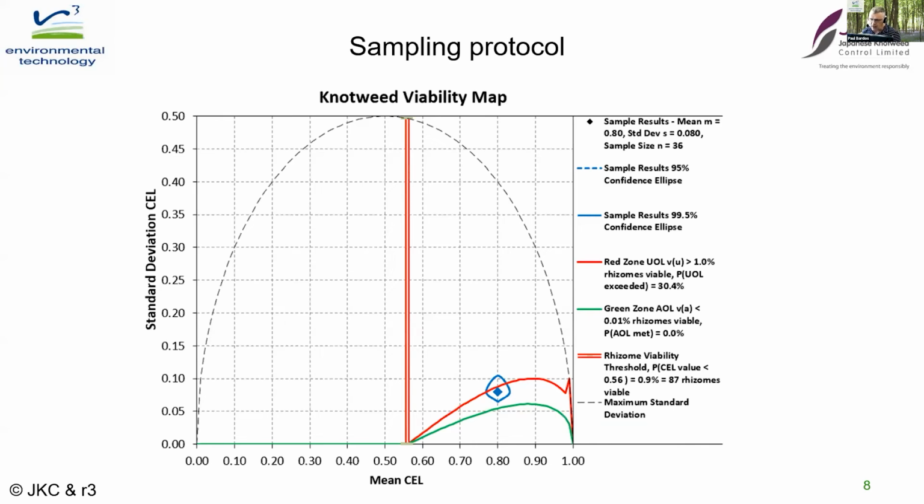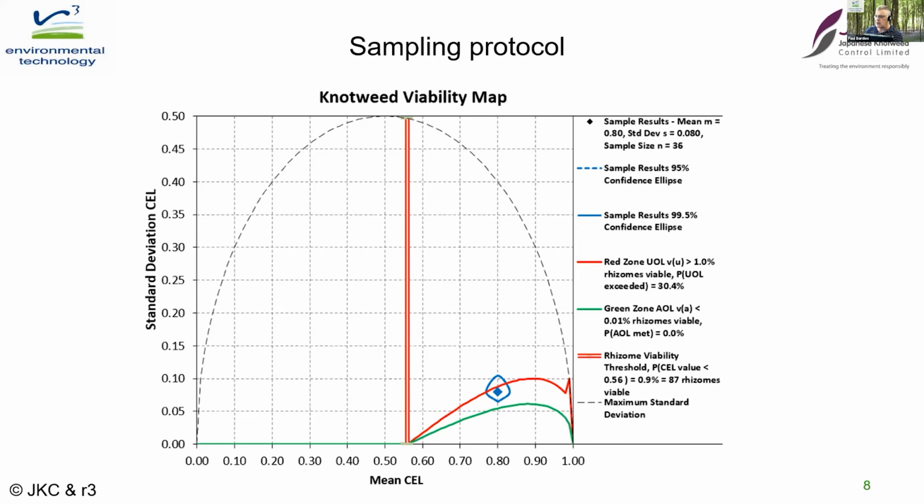Everything in the red outline is not acceptable. This is where we cannot show that the rhizomes have been rendered non-viable, where the probability is that there are viable rhizomes. And then in between, where this blue blob is, is a bit of a gray zone. We can't quite show it's acceptable, but it's not fully in the unacceptable area. And the blue square there, that's where the actual data point is.